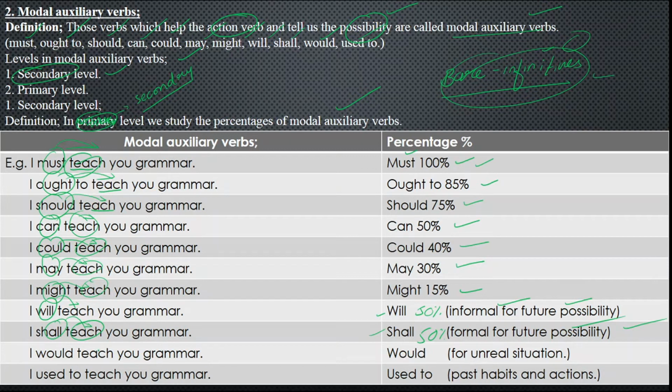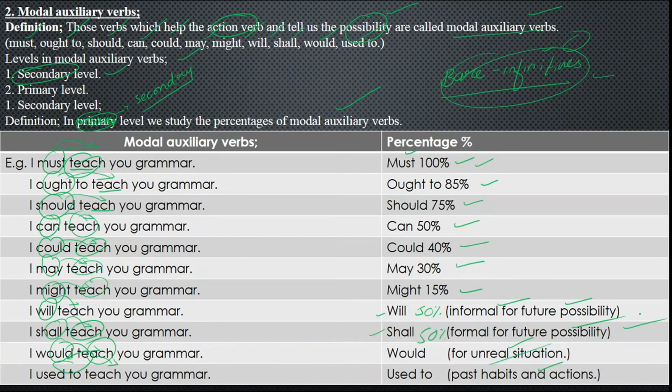Okay, would is used for unreal situations. I would teach you grammar. Now see, would is a modal auxiliary verb helping the action verb teach for unreal situations. See, I would teach you grammar means I did not get the opportunity, or I myself didn't teach you because you are not a regular student. So it gives two senses. And used to is used as a modal auxiliary verb, which is used for past habits and actions which we have left now. I say I used to teach grammar. Now I have left teaching grammar. So used to is again helping the action verb and telling you the past habits and actions.